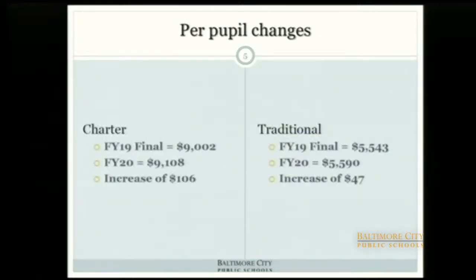The next slide here, we have the per pupil changes that are proposed currently. So the fiscal year 19 final charter per pupil was $9,002. The current proposed fiscal year 20 charter per pupil is $9,108, an increase of $106. On the traditional side, the fiscal year 19 final was $5,543. The proposed number now is $5,590, an increase of $47 per pupil. And this is just the base.